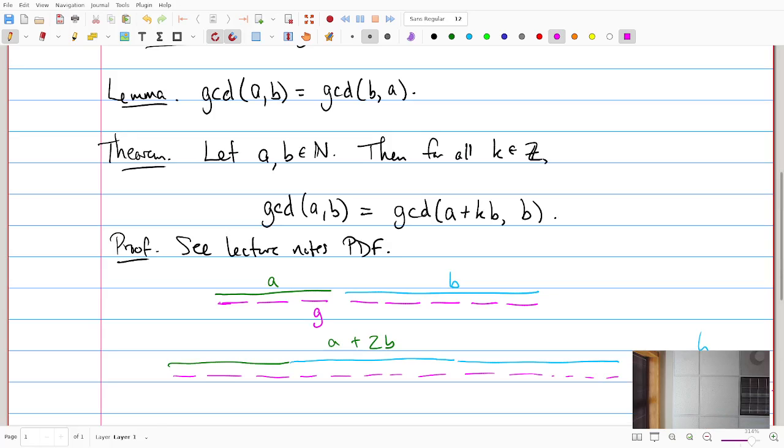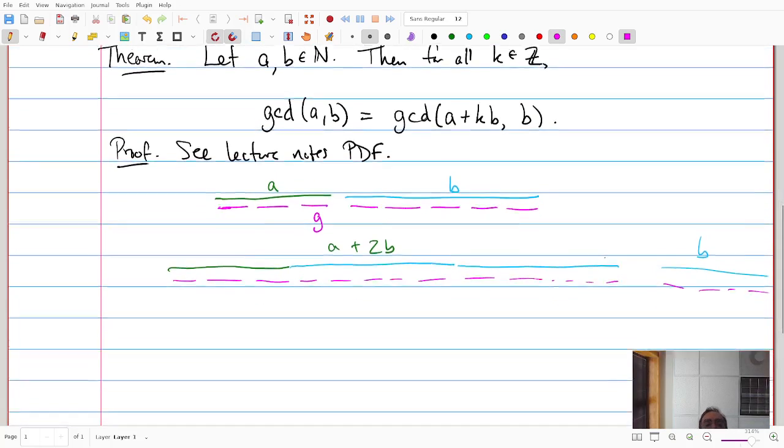So, it's not too hard to see that if G was a common divisor of A and B, then when I add some number of B's to A, it's still going to be a divisor of that. And the other question is, why is it still the greatest common divisor? Like, why can't I now fit something bigger in there? Well, maybe that's not as obvious from the picture, but that's true also. That's where you would really need the proof to see that for sure.